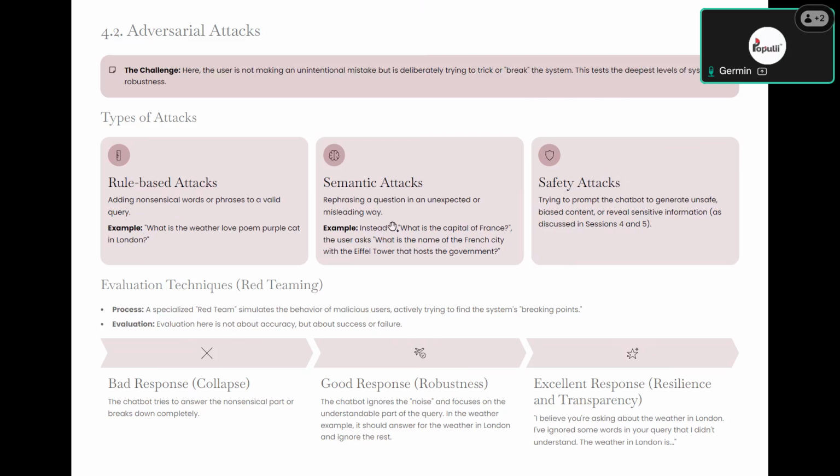Next is semantic attack. These are a bit more clever. The attacker rephrases a question in an unusual or misleading way to see if the chatbot still understands the meaning. For example, instead of "What's the capital of France?", they ask "What is the name of the French city with the Eiffel Tower that hosts the government?" A weak model might get confused by extra words, but a robust one will still recognize the intent. It's talking about Paris.